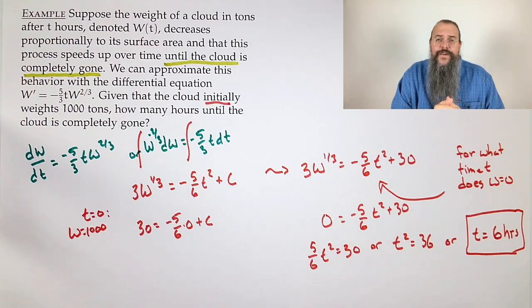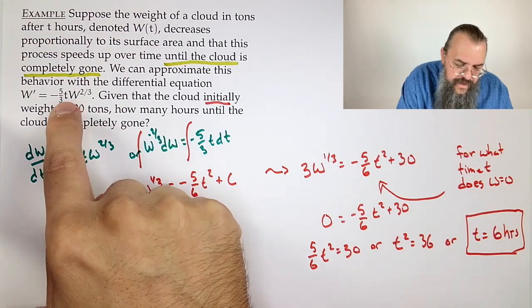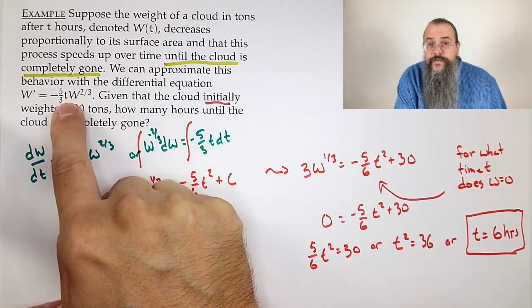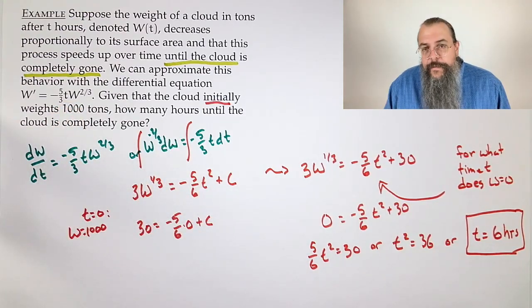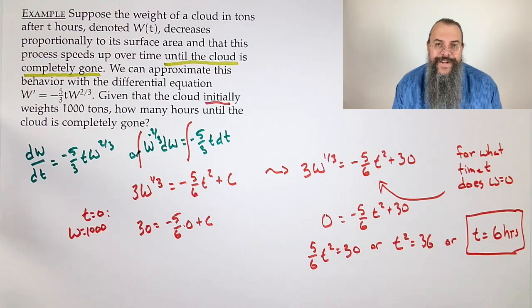So, but now we know the answer. So w prime behaves in this fashion up till 6 hours, and then after 6 hours, there's no more clouds, so w prime equals 0. So that's what's going on.